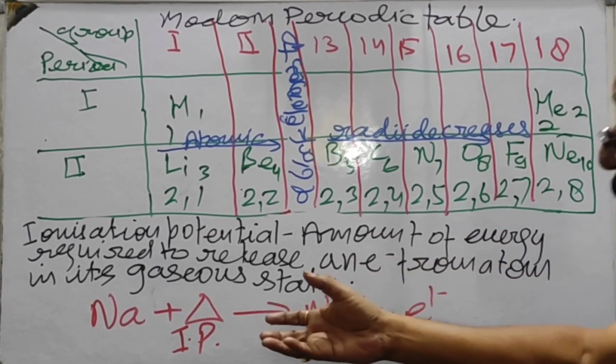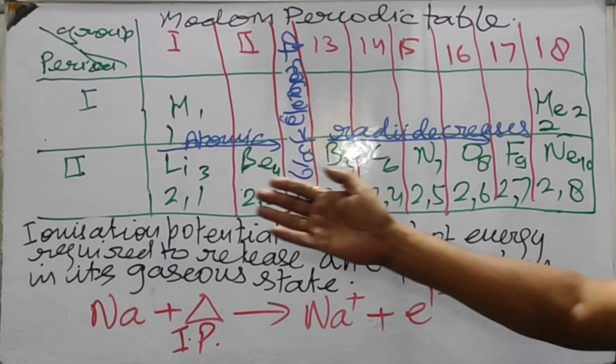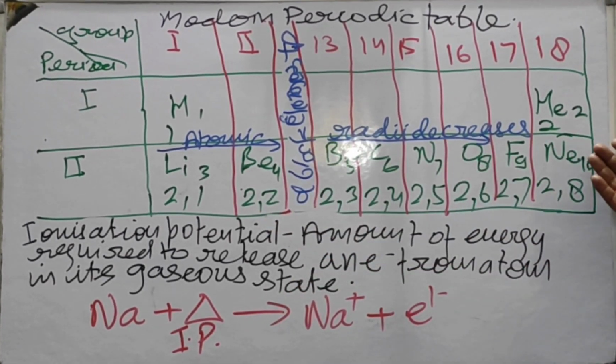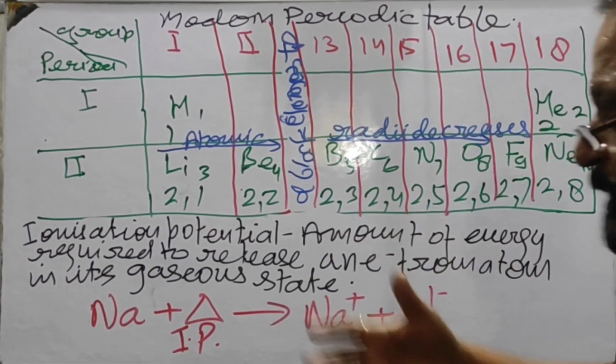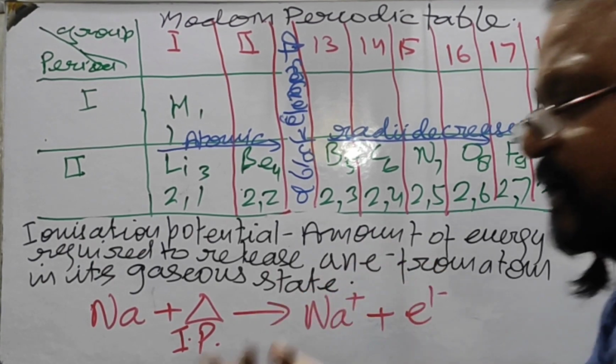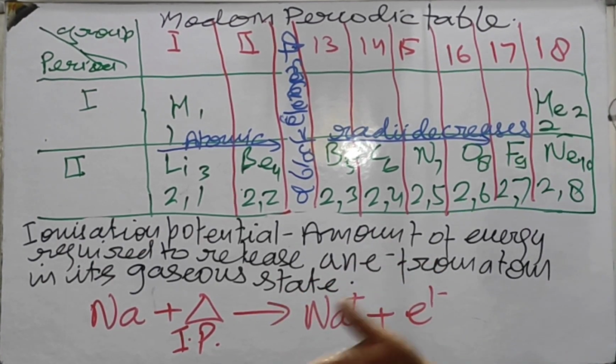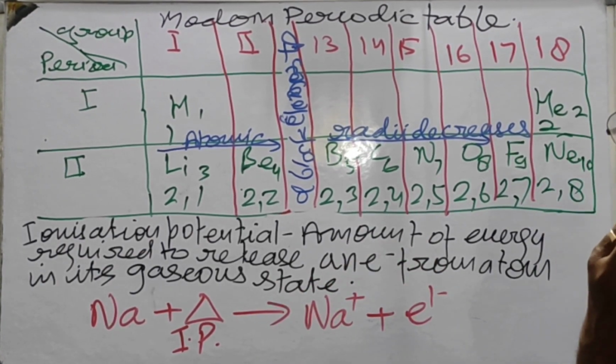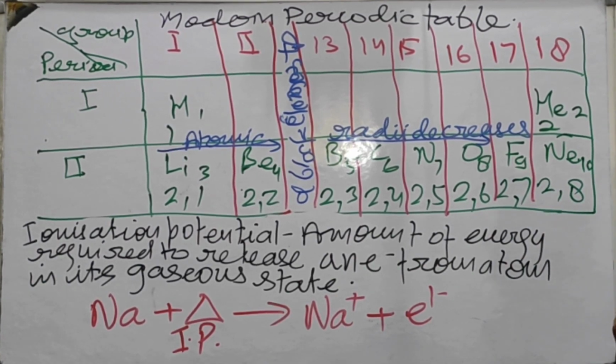So ionization potential also increases from left to right in a period, because as much as electrostatic force of attraction is there, that much more energy is required to overcome that electrostatic force of attraction and to extract the electron, right?